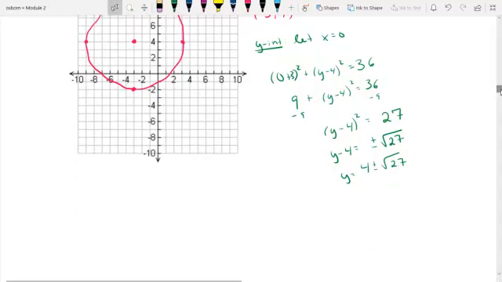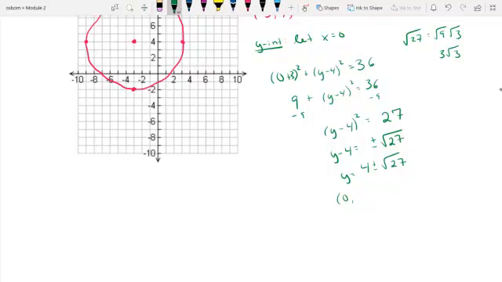Now, you could simplify the square root of 27. Keep in mind the square root of 27 is the same thing as the square root of 9 times the square root of 3, so I could rewrite that as 3 square root of 3. That would be fine. But for the purposes of this class and in MyMathLab, it's just going to ask you to find the rounded version. So that would be 9.196 and negative 1.196.